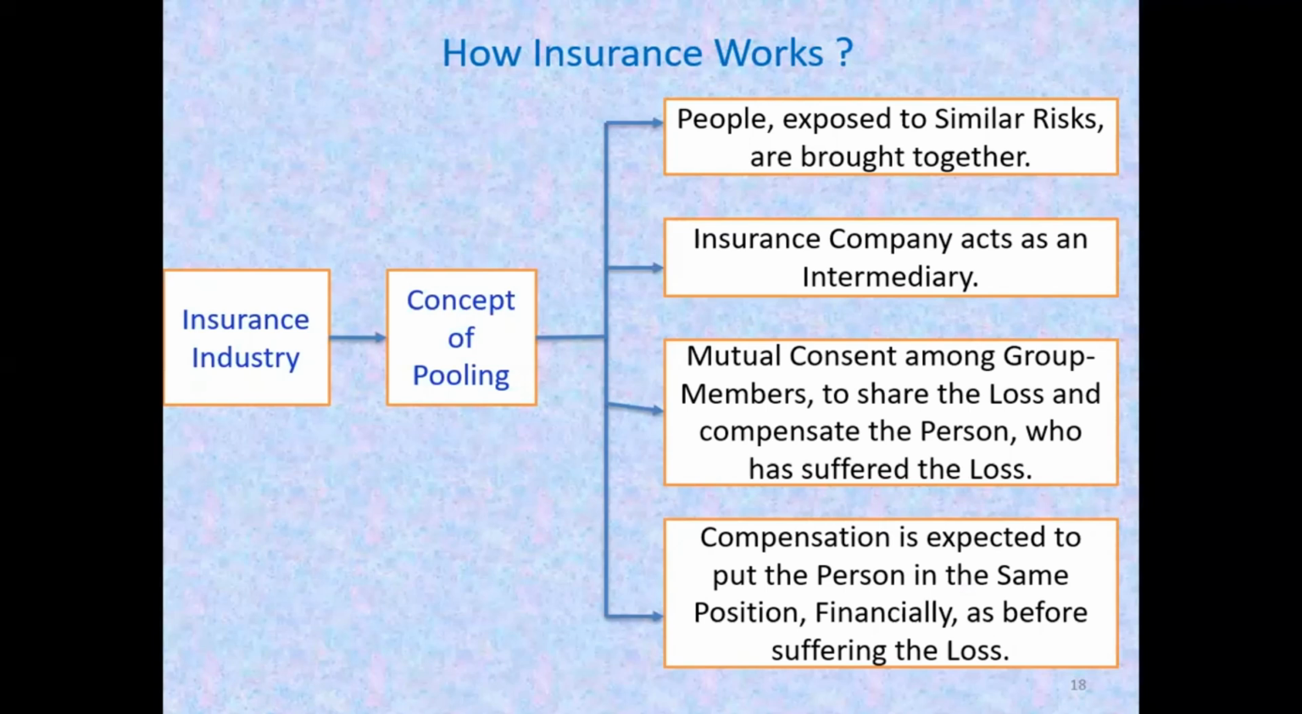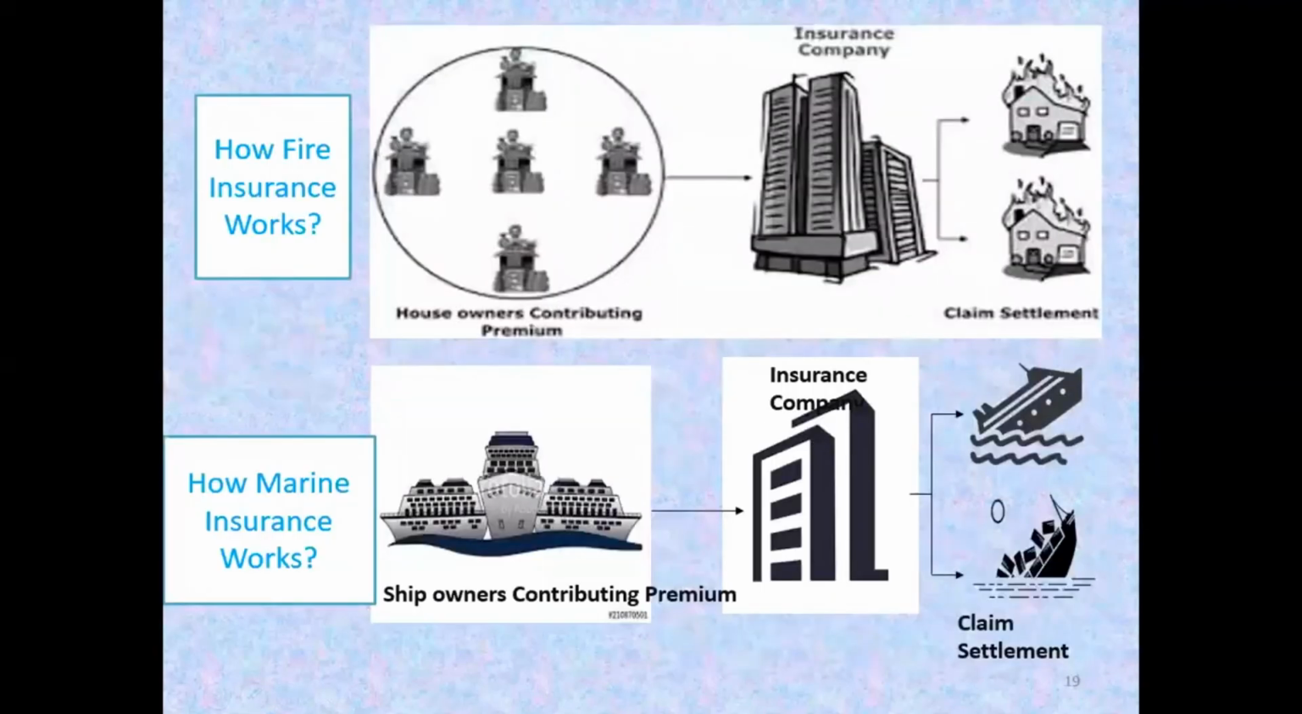Then, with the mutual consent of the group members, the loss that happens to a few people in that group is compensated as a claim. It can be anybody, isn't it? So the risk is for all, but the loss happens only to a few. Those few people will get compensation from the insurance company from the premium that has been pooled from all the people who are brought into the pool. So this is the fundamental concept of insurance.